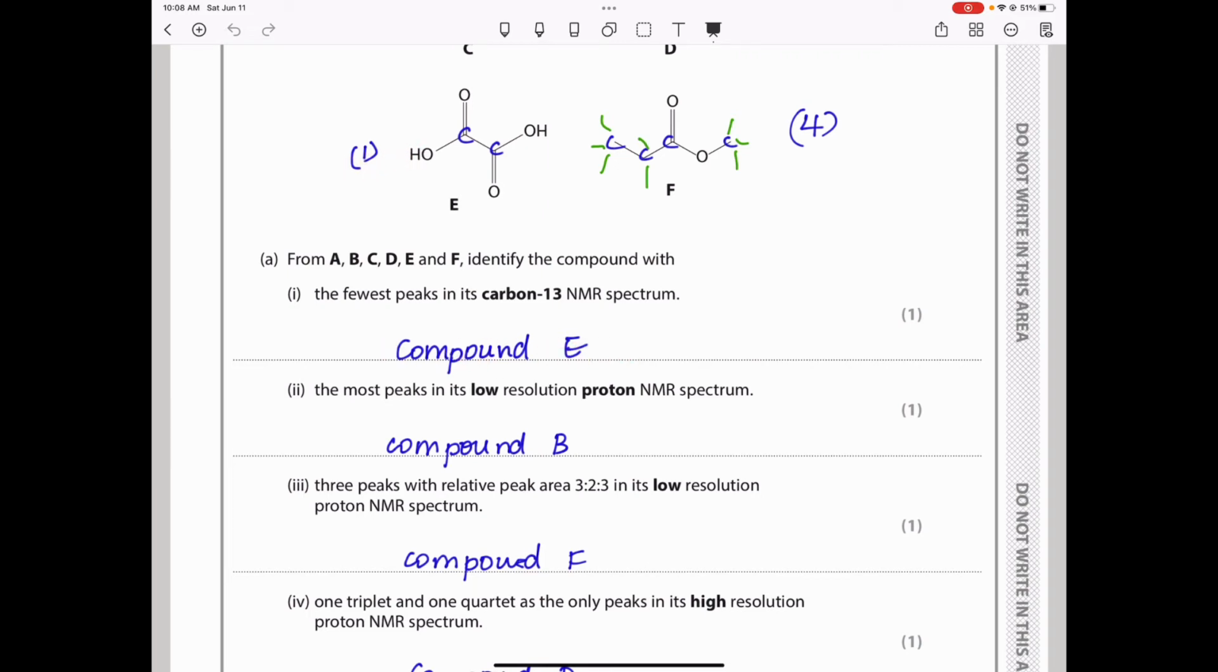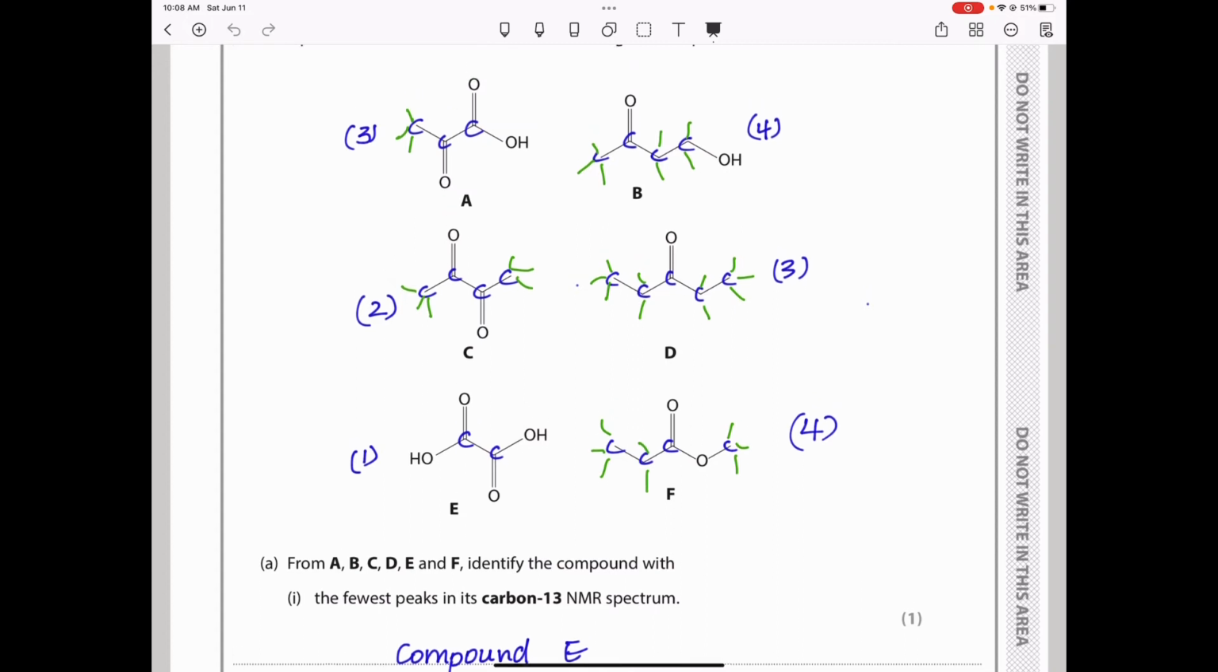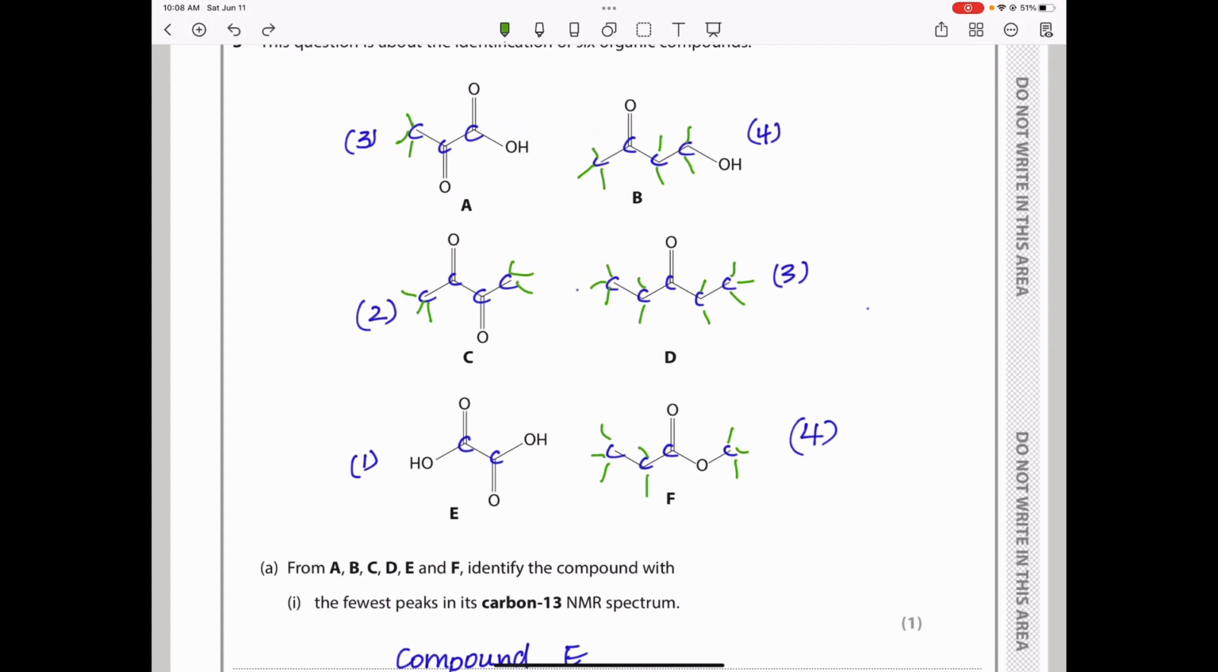And next we see the most peaks in low-resolution proton NMR spectrum. So the most peaks, here we are looking at the proton NMR. If we try to see, here we're going to have 1, 2, 3, and 4. So we have 4 proton environments. Okay, so proton environments. Here we have 1, which is identical to that, and that which is identical to that. So here we have 2 proton environments.